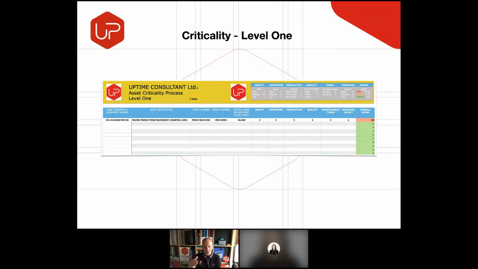On this sheet you can put in a whole line here. So you put in your asset description. If you've got your capital asset replacement value, you can put in your asset replacement value, and then you usually have 6 to 8 kind of sections that you're going to score these particular assets against: safety, downtime, production, quality, maintenance task if there is one, the financial impact, and it comes up with an overall score.